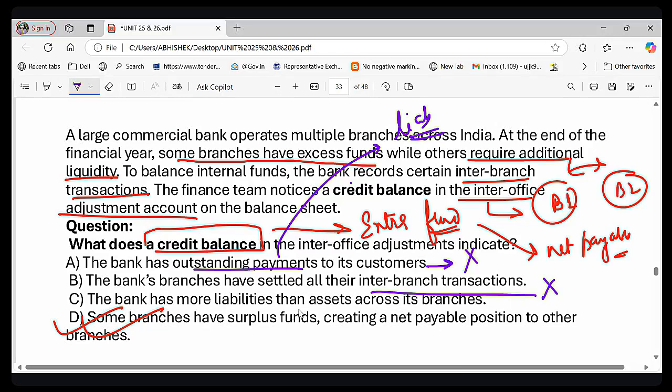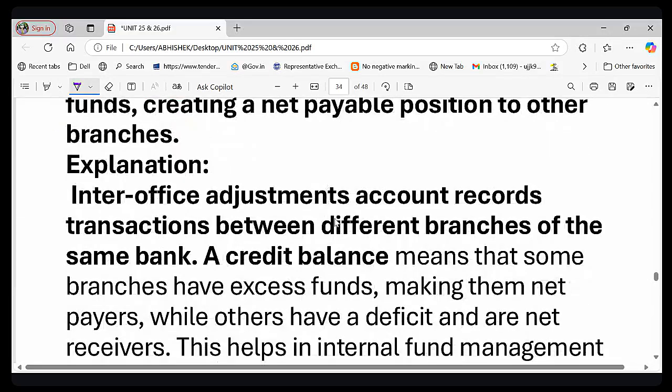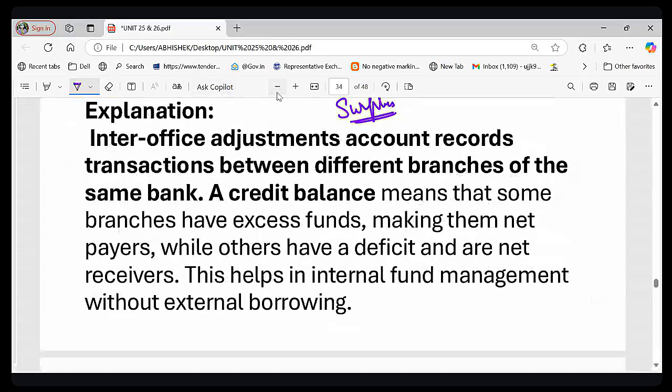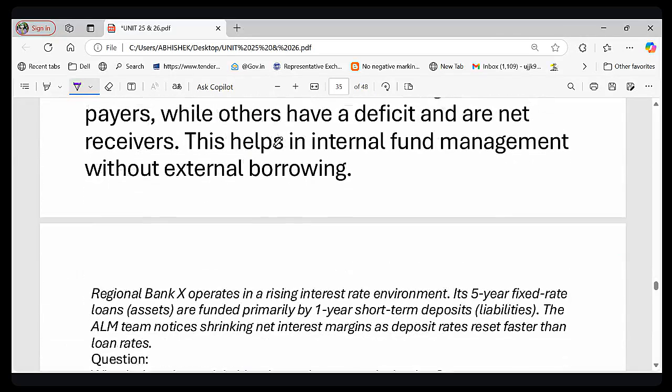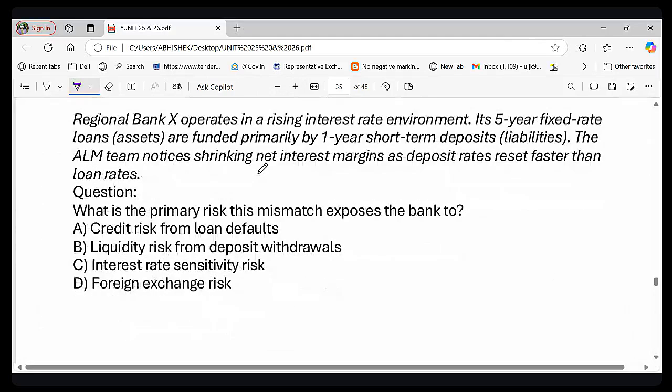Option C, the bank has more liability than asset. A credit balance indicates a payable position between branches, right? Not an overall imbalance of asset and liability. So what we learn from this question is that a credit balance simply means some branches have surplus fund, and they are in a net payable position to other branches with a deficit. This is part of the bank's internal liquidity management to manage funds effectively across the bank. So that is the correct answer. Now let's see the next question. I hope the concept was clear regarding the previous question.